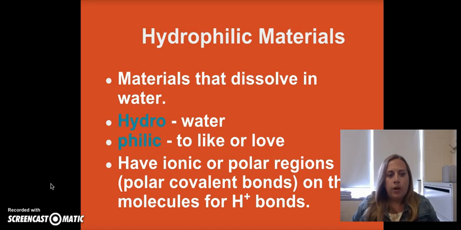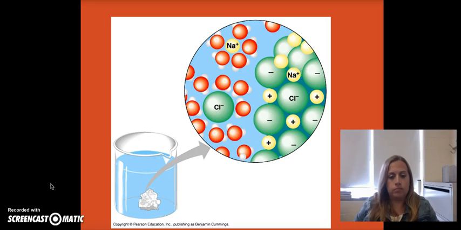And so when we talk about materials that will dissolve in water, what we're talking about are hydrophilic materials. Hydro means water, and philic means to like or to love. We call them hydrophilic materials because these are materials that will actually interact with water in order to dissolve. These are going to be materials that have ionic or polar regions, and they can interact with water through hydrogen bonding.